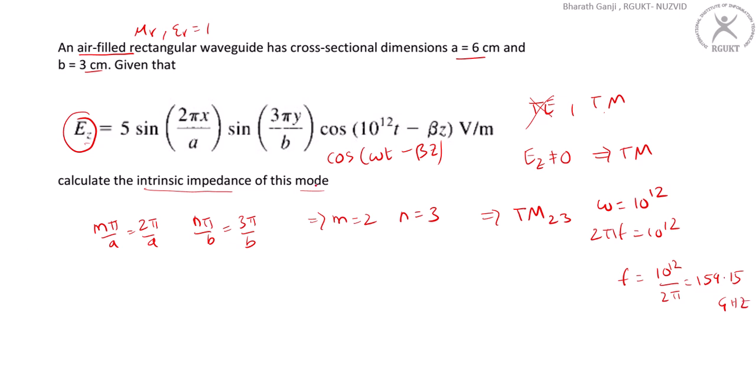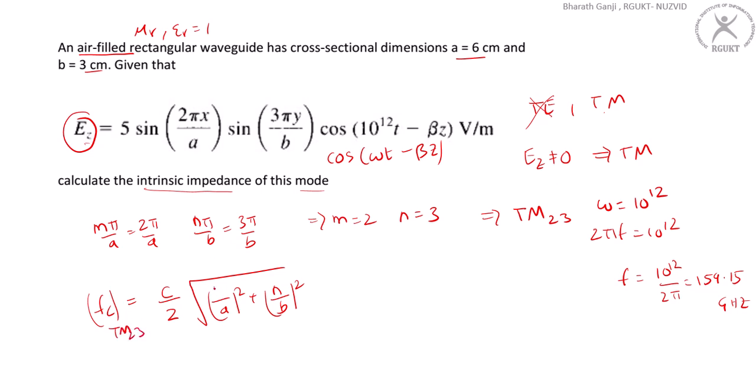So let us try to find the cutoff frequency of this mode, just to see whether this mode can propagate or not. The cutoff frequency of any mode, the formula is like this: c by 2 times square root of mu r and epsilon r, which is 1, so I will not write it, divided into square root of m by a whole square plus n by b whole square, and this is the cutoff frequency of TM23 mode.